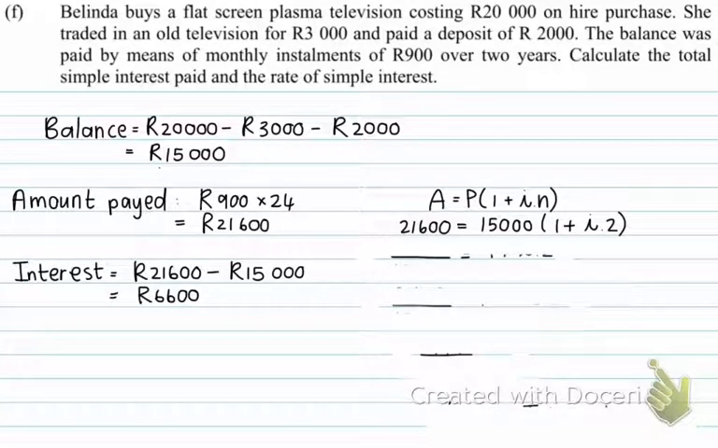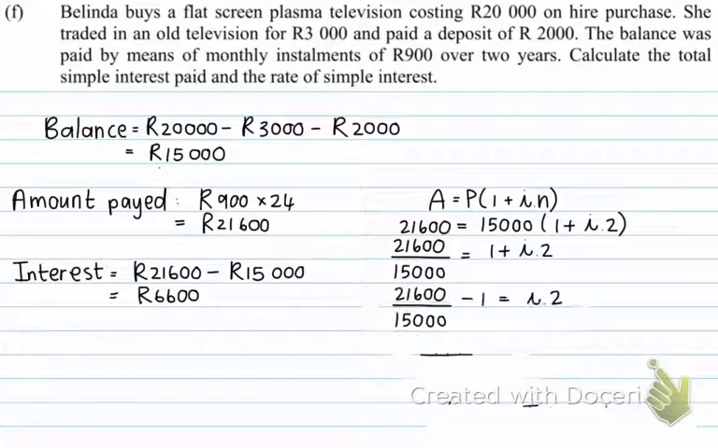Now to get I, which is my simple interest rate, alone, I must first get rid of the 15,000. To do that, I must divide the 21,600 Rand by the 15,000 Rand. Next, I need to get rid of the 1. It's a positive 1 on the right hand side of the equal sign, so to get rid of it, I must subtract it on the other side. Now, if you take that to a decimal, 21,600 divided by 15,000 minus 1, you will get an answer of 0,44.